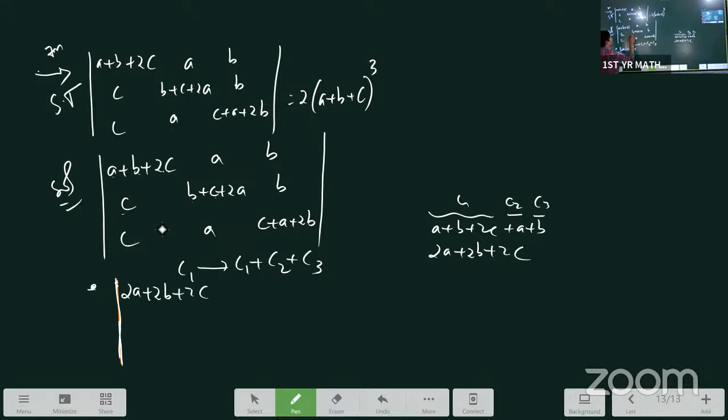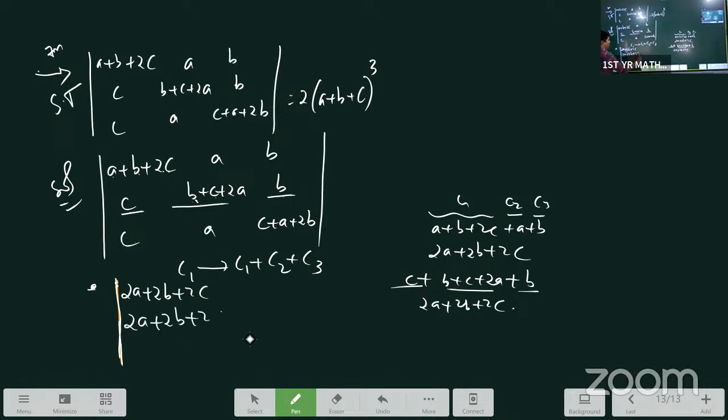Next, add this, this and this, because column 1 is added to column 2, column 2 is added to column 3. Means your second row: C plus B plus C plus 2A plus B. So this is first, second, and this is the third part. Add them, and write it in column 1 itself. That is again 2A, B plus B, 2B plus 2C. Is it clear? So that is nothing but 2A plus 2B plus 2C.